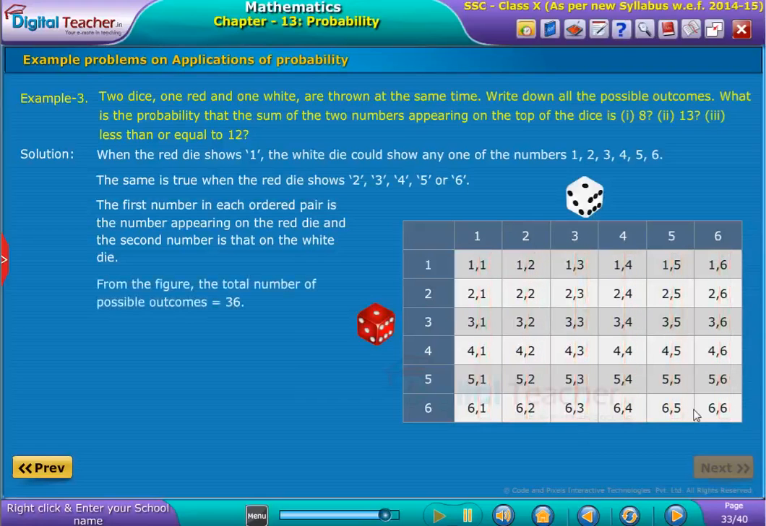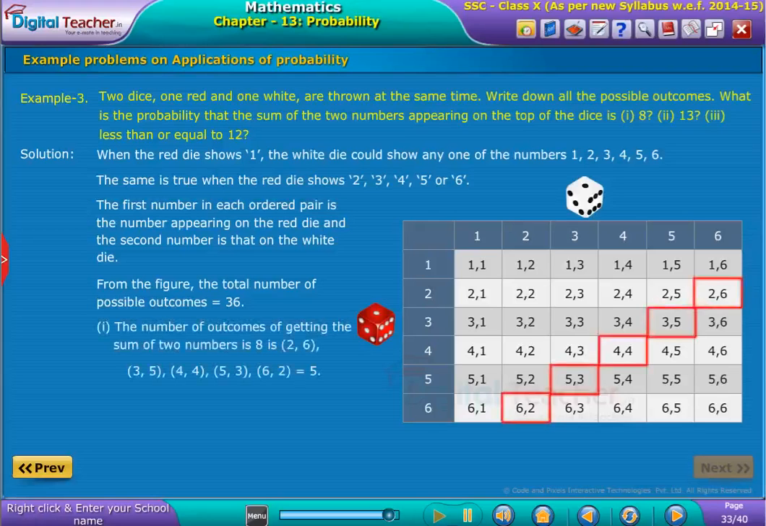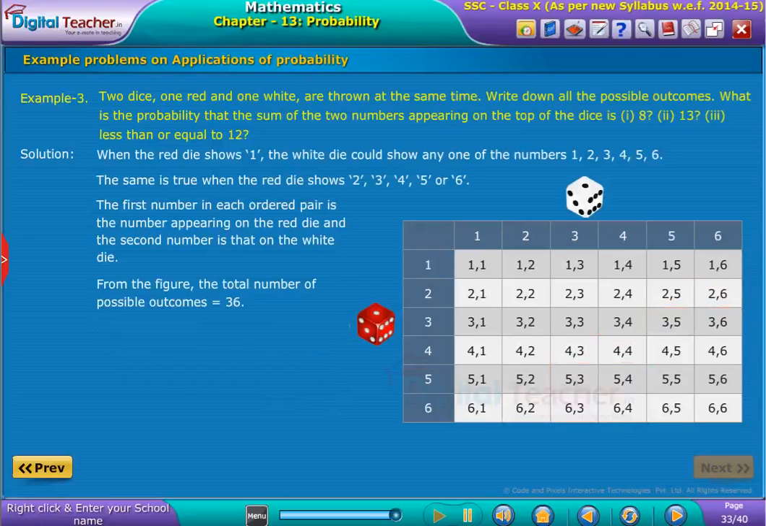Given that 2 dice, red and white, are thrown at the same time, the total number of possible outcomes is equal to 36. To find the probability of getting the sum of the two numbers as 8, probability P of A is the number of favorable outcomes 5 by the total number of outcomes 36. Therefore, the probability is 5 by 36.